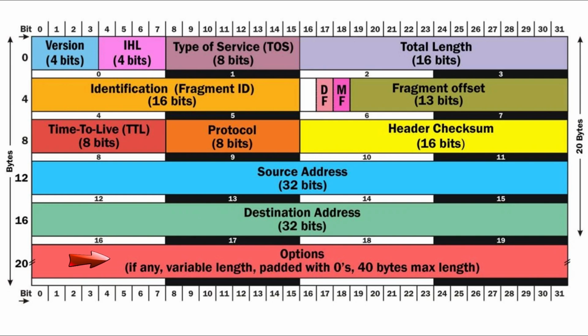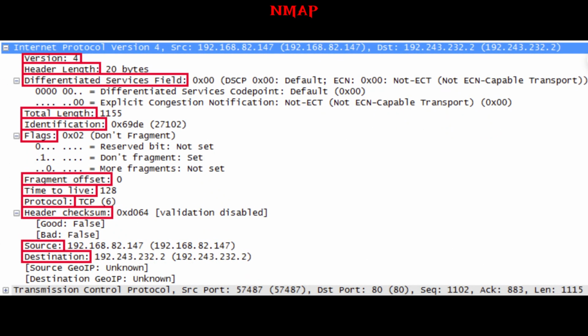IP options. This field is not used often, is optional, and has a variable length based on the options that were used. When you use this field, the value in the header length field will increase. An example of a possible option is source route, where the sender requests a certain routing path. Here's a real-life example of an IP packet in Wireshark where you can see how these fields are used. I hope you got some idea about this. This kind of information is very useful when we use the Wireshark tool for capturing data.